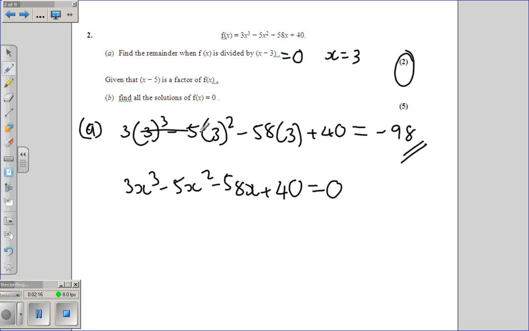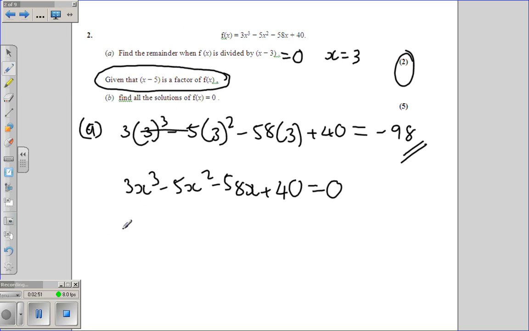However, cubics are very, very difficult to factorize unless you can take out a common factor, which you can't here. But what it is telling you here is it's giving you a little bit of information to help you factorize this. It's saying that x minus 5 is a factor. So you can then do one of 2 things. Either you can do long division by x minus 5 and work out what the other bit is going to be. It'll be a quadratic, and then factorize that. Or the way that I prefer to do it, I think it's quicker, is to do it by inspection.